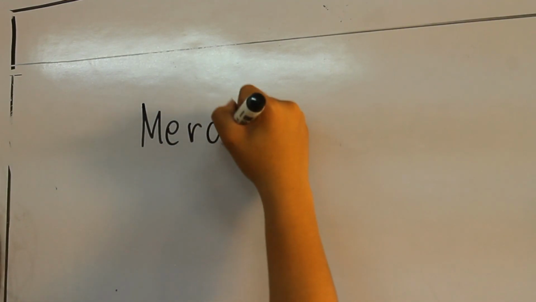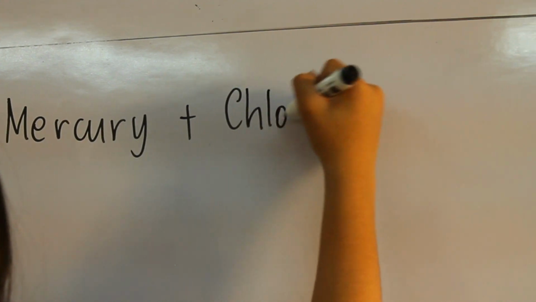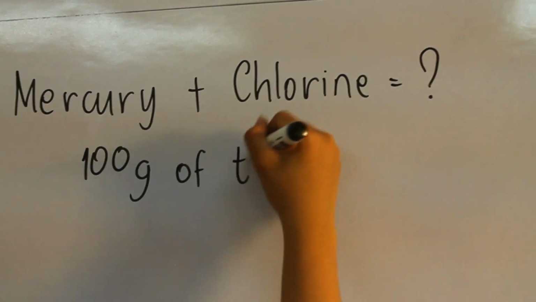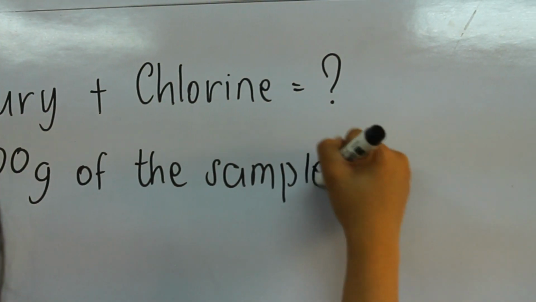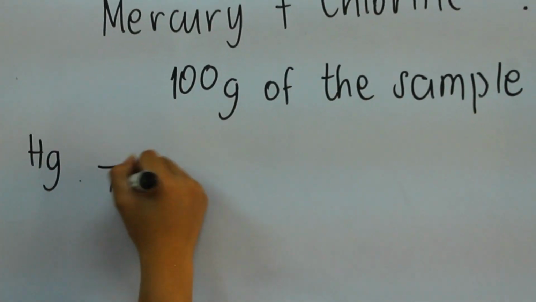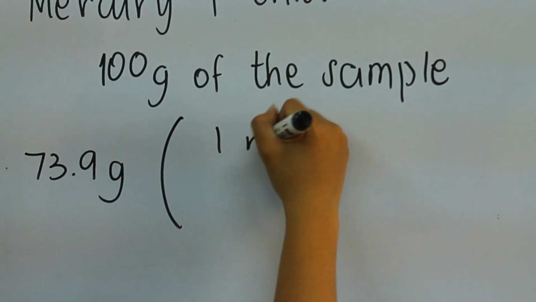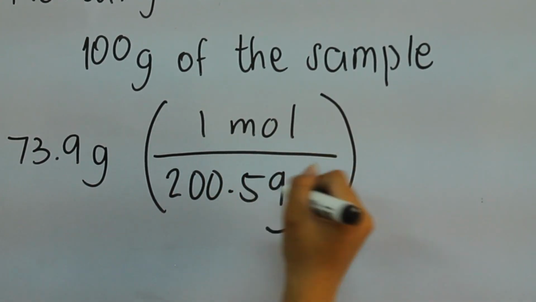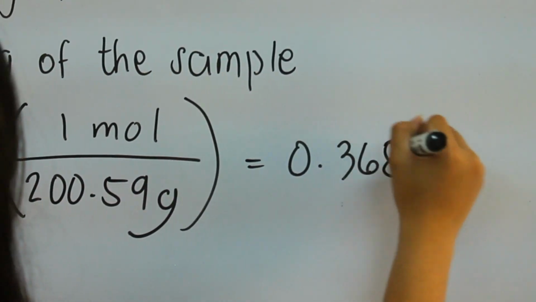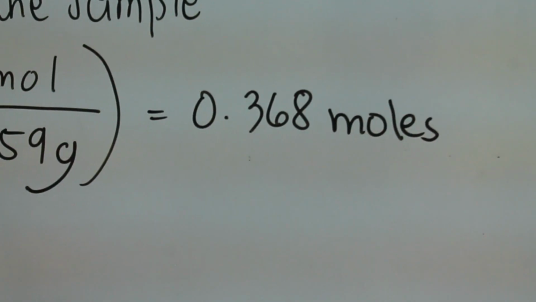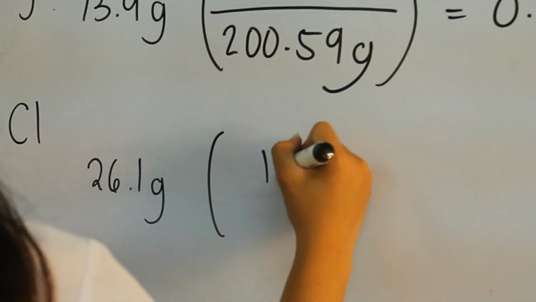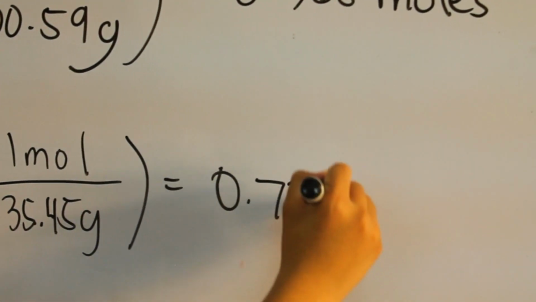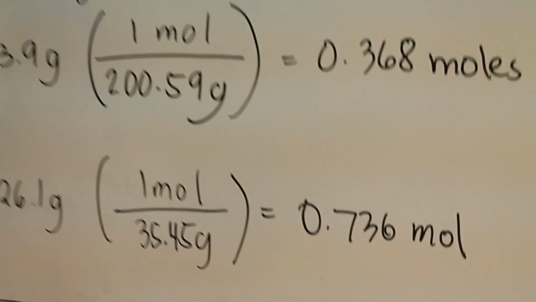To find the empirical formula of a compound given its mass, let's say the formula of the product of mercury and chlorine with their respective percentages, we separately solve the two elements. We plot 73.9 grams on a side, since it is 73.9% of the given 100 grams, and then we multiply it by the desired unit on the numerator and the molar mass of mercury at the denominator. This will give us 0.368 moles of mercury. For chlorine, we do the same process. 26.1 times 1 mole over 35.45 grams per mole gives us 0.736 moles of chlorine.